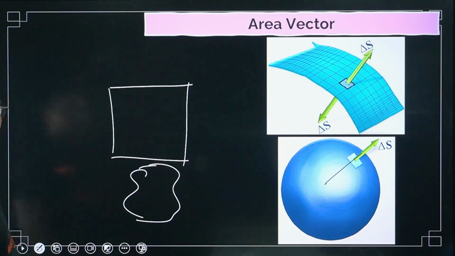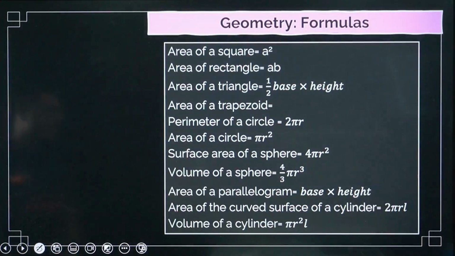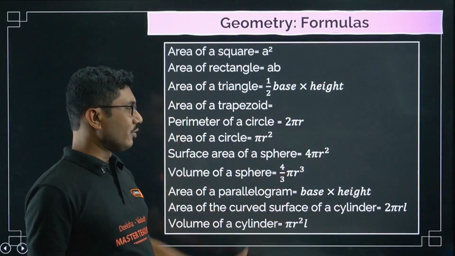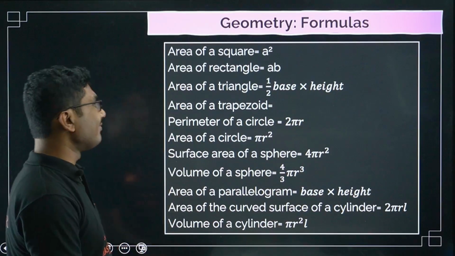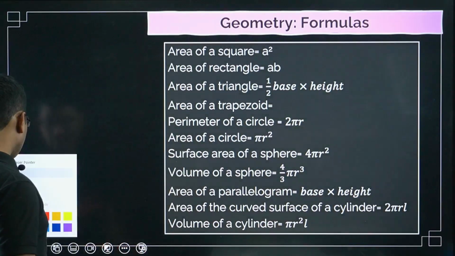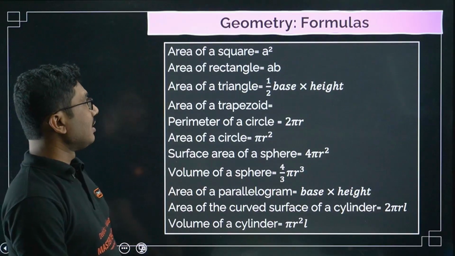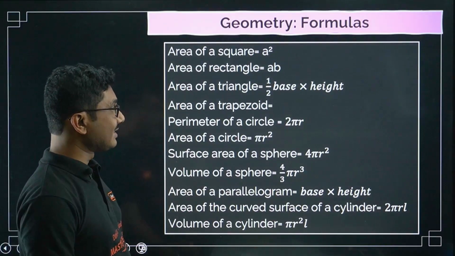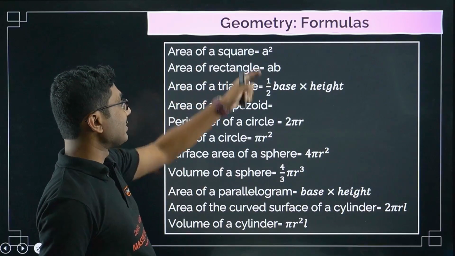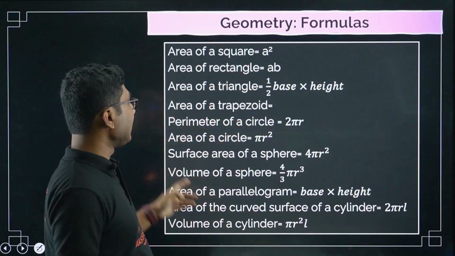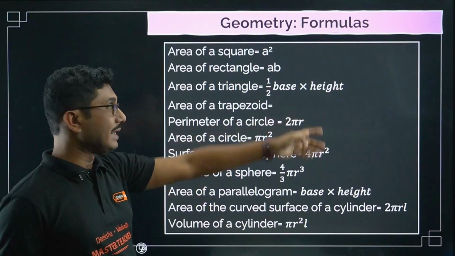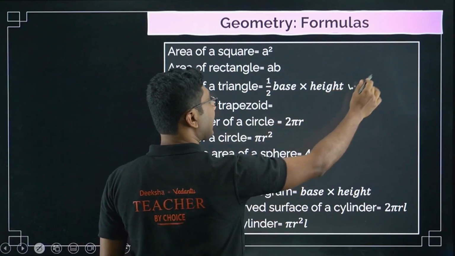I think it's almost over. One more thing, there are some formulas. You can take note of these formulas. These are the basic formulas of geometry and surface areas, etc. Area of a square, area of a rectangle, area of a triangle is half base into height. This is a very important formula, right?